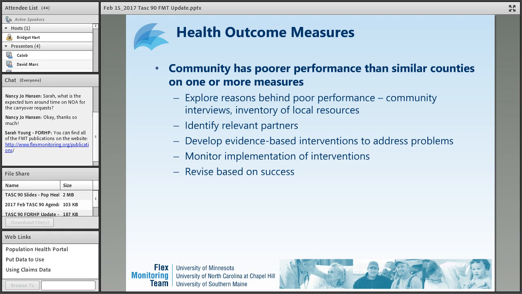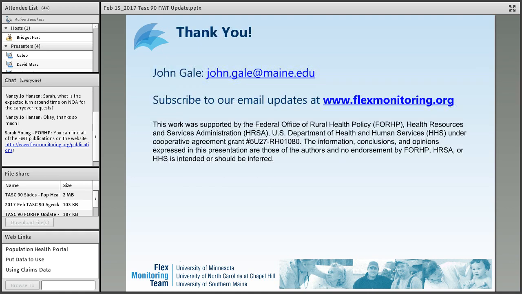Health outcomes measures. This is, I think, one of the important areas, looking at where an individual hospital might be in terms of these measures and understanding why. Now, if they're a not-for-profit hospital, they've already had to do a needs assessment, but public facilities, county, municipally owned, don't have to do that. And so there are reasons, they can look at the reasons behind poor performance. Maybe they want to interview community members, inventory local resources, think about the partners they might engage, and think about what the community needs are and what role they can play. And that's really it, unless there are any questions.